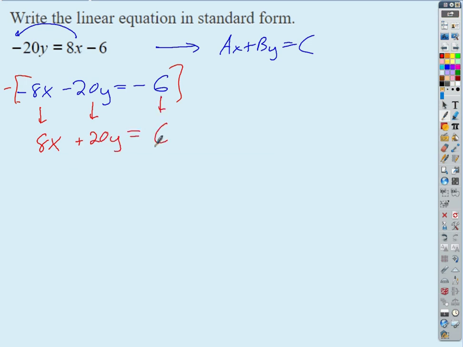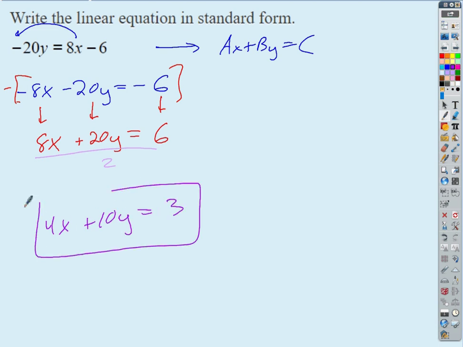20y equals 6. And then finally, can we divide all those numbers by anything? 2. Good. So we'll divide all those numbers by 2. And then we end up with 4x plus 10y equals 3. Okay? We could have maybe simplified that a little bit. We could have just divided each one here by negative 2 and gone right to there if we wanted to. Make sense?